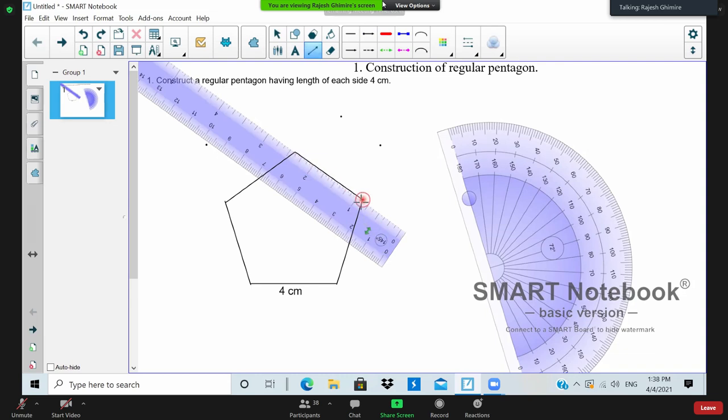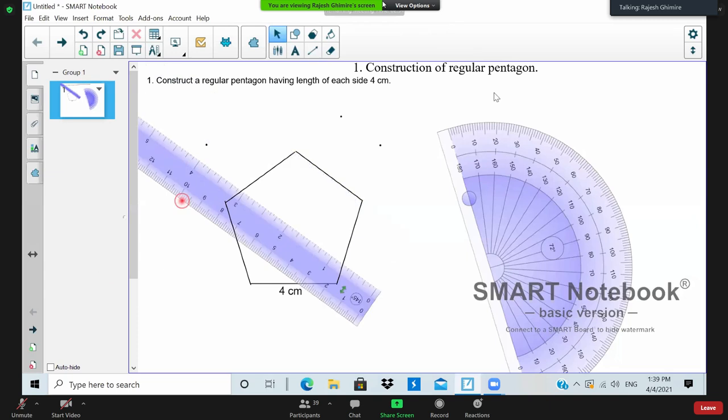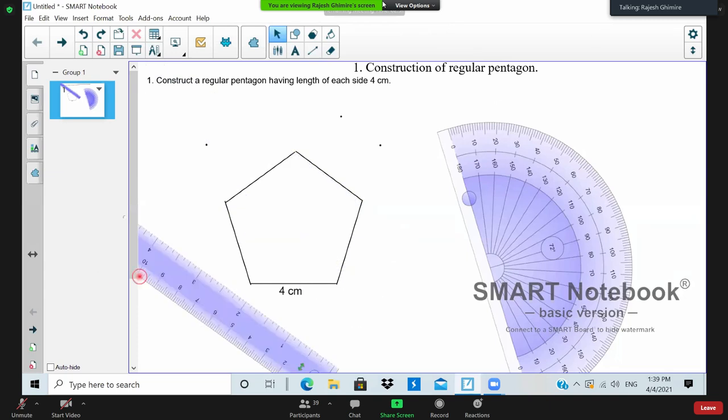Now we have constructed the pentagon. This is a pentagon. This is our required pentagon. You have a pentagon having each side 4 cm and each angle 108 degrees. Okay, the remaining construction we'll study in another class. We have very little time now.